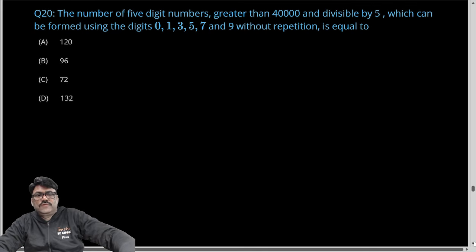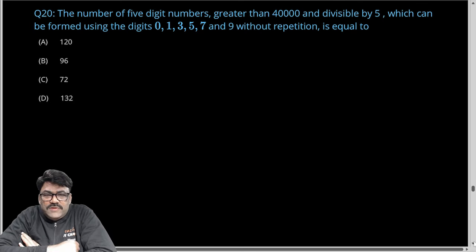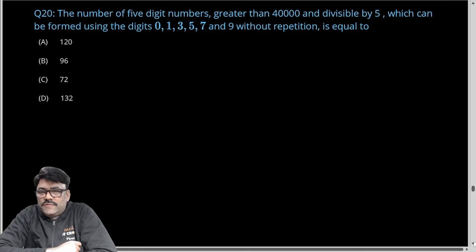See this question. This is from P and C. You are given 6 digits here, 0, 1, 3, 5, 7, 9, and you are forming a 5-digit number greater than 40,000. Your number must be greater than 40,000 and it should be divisible by 5. And without repetition, means you cannot repeat the digits. So how many such numbers can you form?